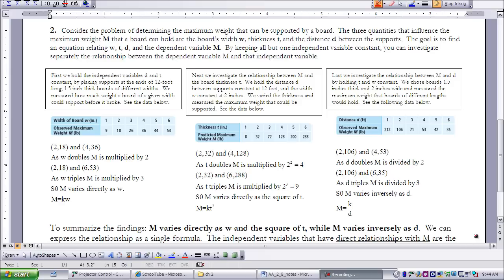So as you look at how I've set this up, each time we are calculating weight. Okay?